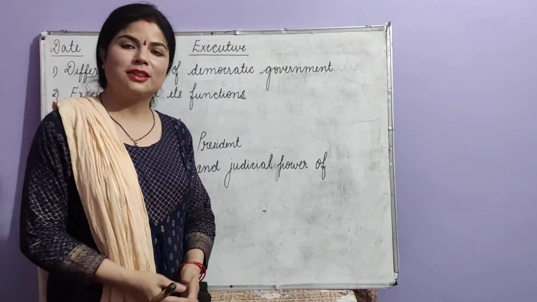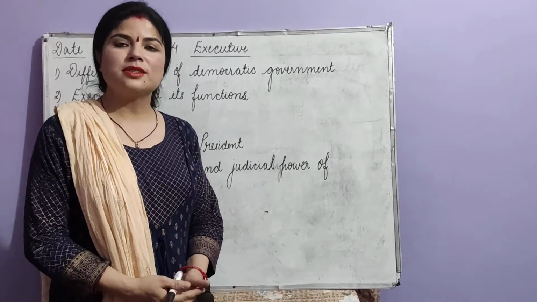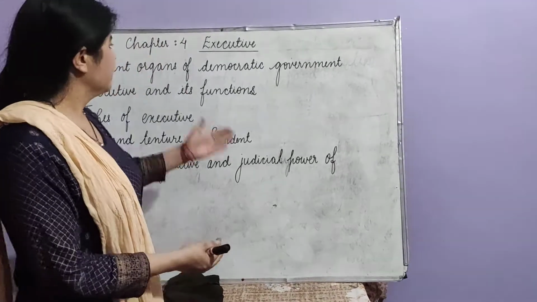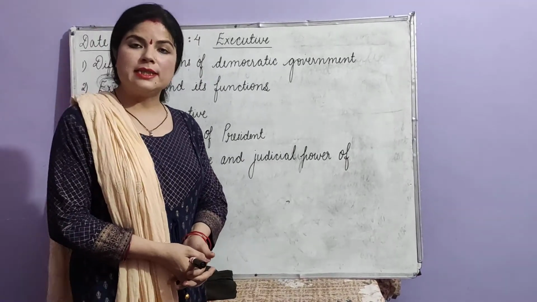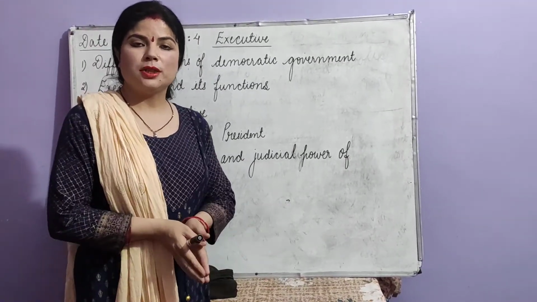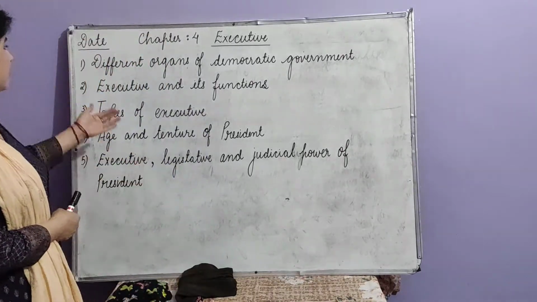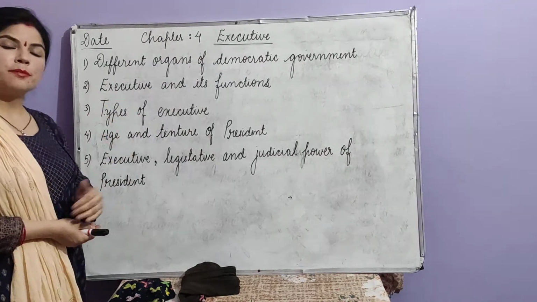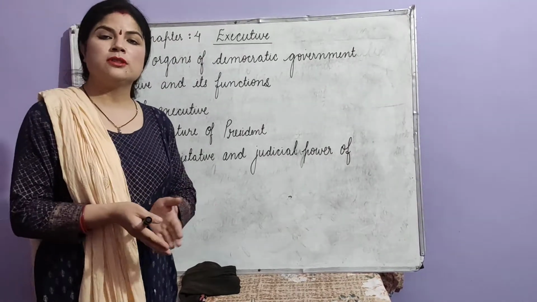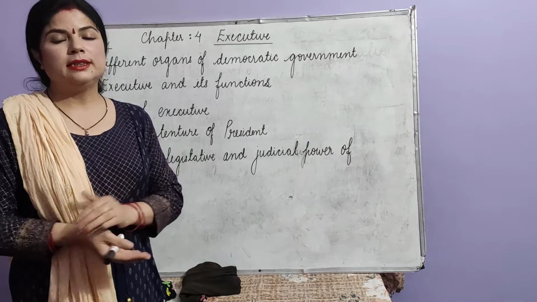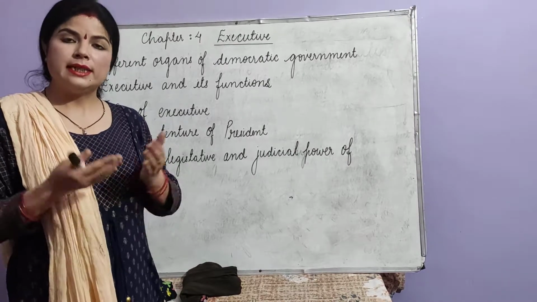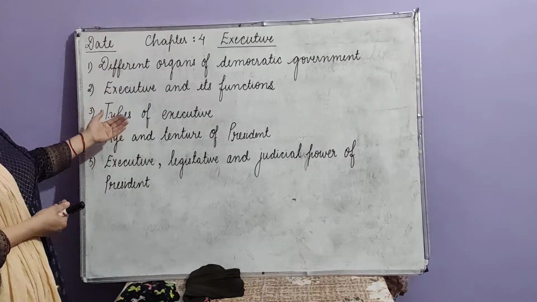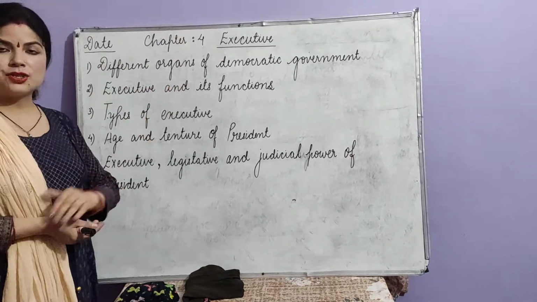Good morning, students. Welcome back. Today we are going to start our fourth chapter in political science, that is executive. In this chapter, the points which we are going to cover are different organs of democratic government. Under this subtopic, we will discuss different organs of government under democracy. And these are legislature, executive and judiciary. Second is executive and its functions.